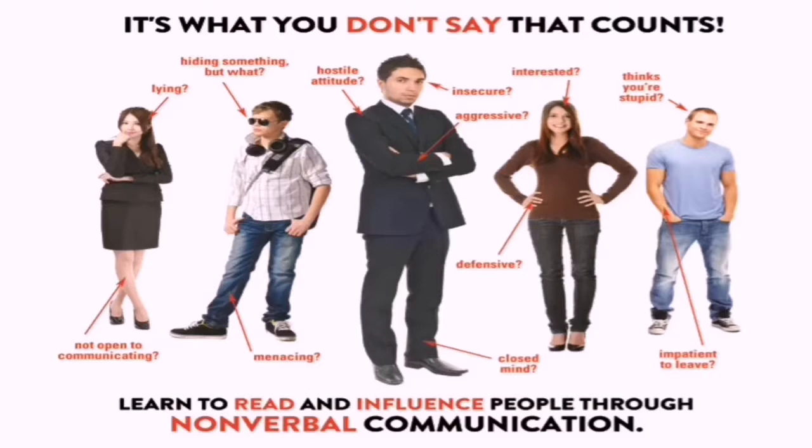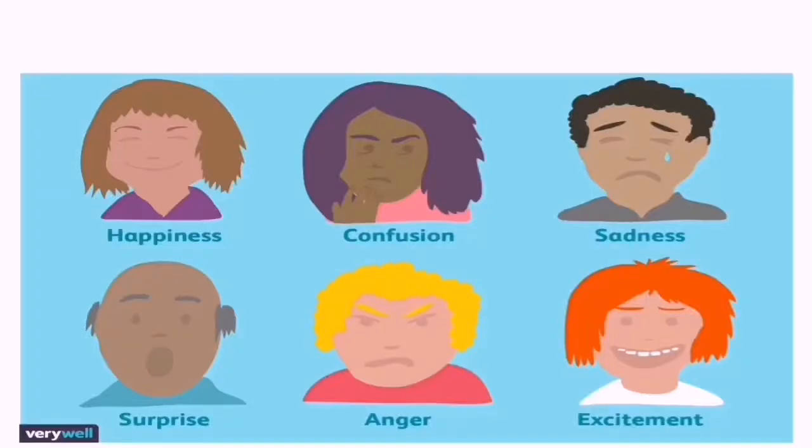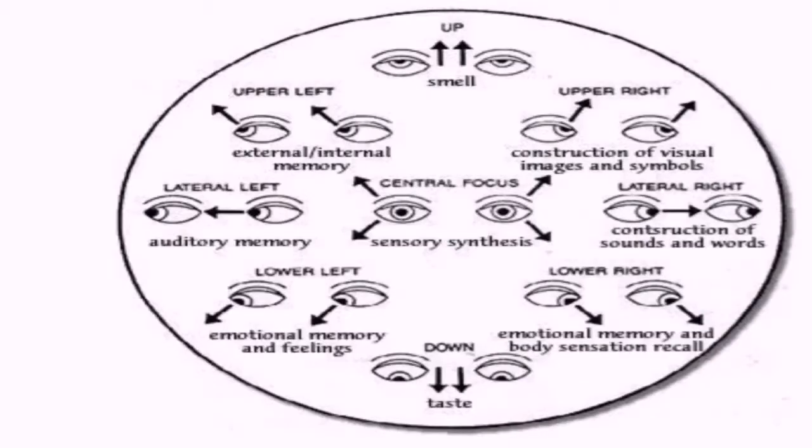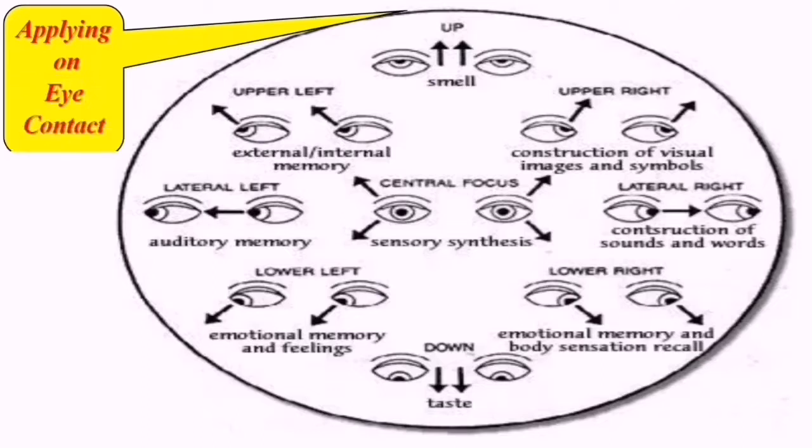Also, from this picture, we can learn something about movements of body language when the speaker speaks, and you can take some of these movements for your body. Also, we have facial expressions: happiness, confusion, sadness, surprise, anger, or excitement. Also, we have eye contact. From your eyes, you can understand something. All these movements of your body have an impression on others.